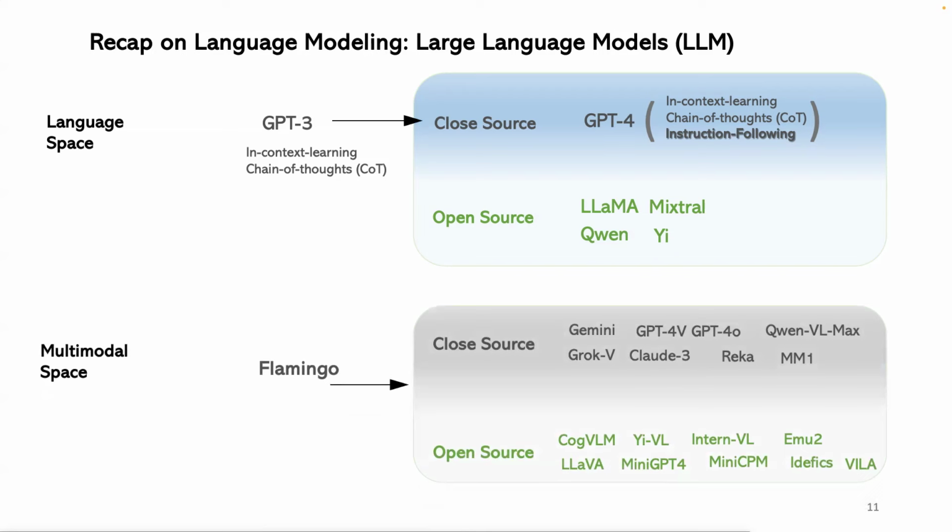In the multimodal space, as I mentioned, if we view Flamingo as a GPT-3 moment for multimodal research, now when we are talking about GPT-4V or GPT-4o-like models in the multimodal space, there are a lot of private models, and also a lot of open models. I will not dive into the details of each individual model. I just want to show you that the open models are quickly catching up in terms of benchmark results, at least in terms of benchmark results.